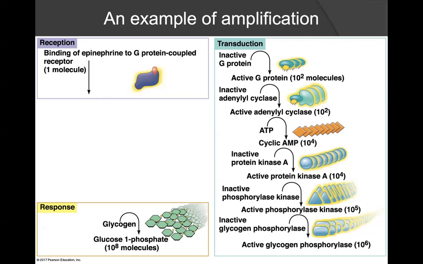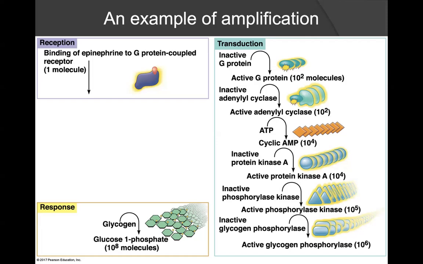At the beginning of this pathway, we have an inactive G protein. So the binding of one molecule of epinephrine will activate 10 to the 2 molecules of the G protein. This will cause the activation of adenylyl cyclase in a 1-to-1 ratio. So if we have 10 to the 2 G proteins activated, we will also have 10 to the 2 adenylyl cyclase activated as well. Adenylyl cyclase, remember, is responsible for converting ATP into the secondary messenger cyclic AMP. This does this at an amplified rate.